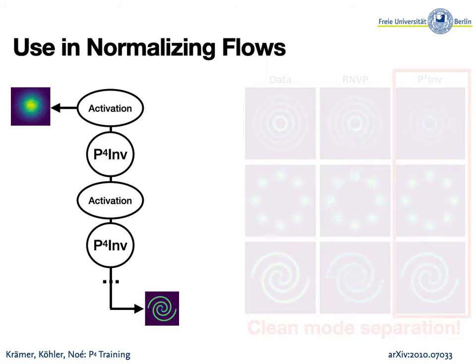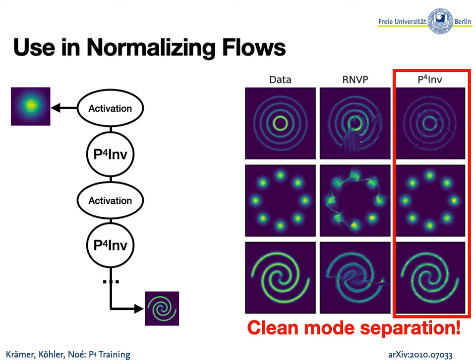Let's check out a few examples. First, we stack these invertible layers with bijective activation functions to form normalizing flows. Then we use these flows to approximate 2D distributions. The samples closely follow the ground truth distribution. This is in contrast to real NVP layers, which are not able to separate the modes cleanly.